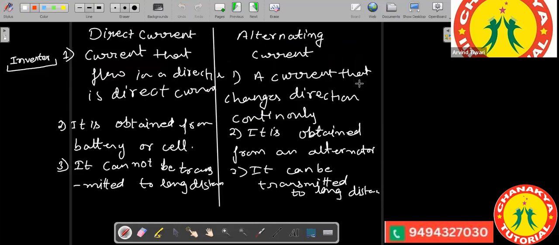So you can see here the DC current that flows in one direction is direct current, and alternating current is the current that changes direction continuously. DC current is obtained from a battery or cell. AC current is obtained from an alternator. DC current cannot be transmitted to long distances, and AC current can be transmitted to long distances.